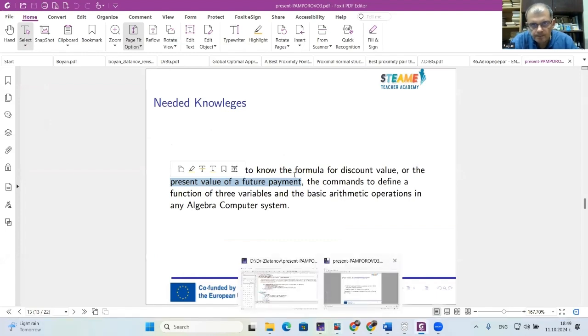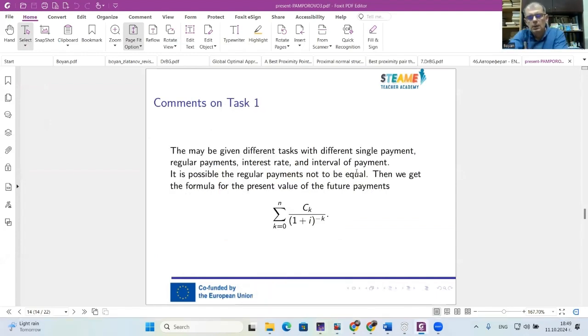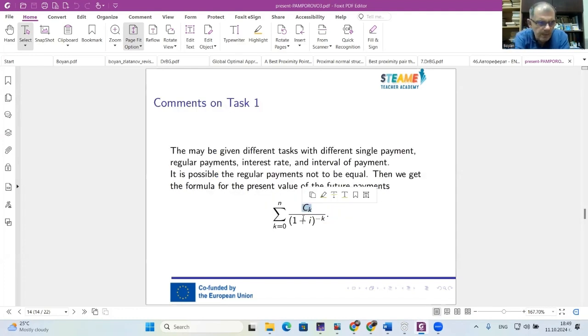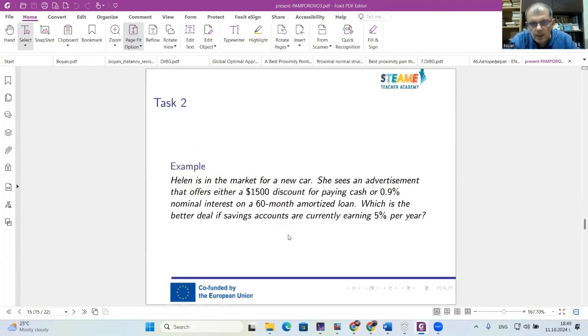The second comment is that not always we need to pay equal payments every time. We may have a contract so that at each interval to pay different amounts of money. And this formula presents how we can calculate which type of payment will be better for us and to choose the cheapest one compared to the present moment.